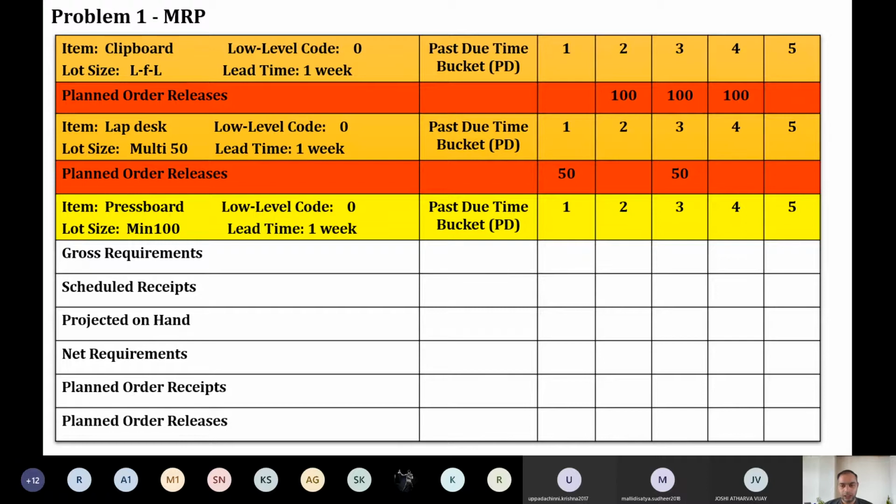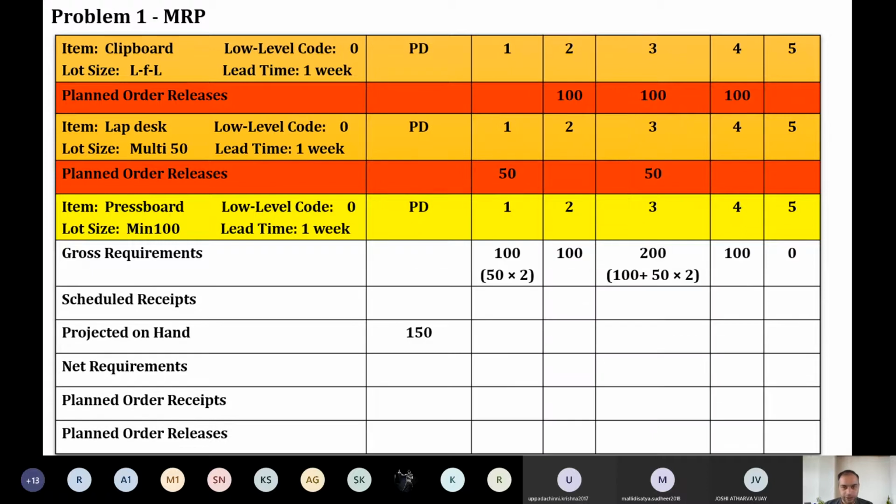Now we know that for the first week, if we want to calculate the gross requirement, the lab desk 50 numbers is required. So to make 50 lab desks, you require two press boards each. So I'm just multiplying by 2 and got the result as 100. In the second week, to manufacture one clipboard, I require only one press board. So it's going to be 100 into 1, so 100.